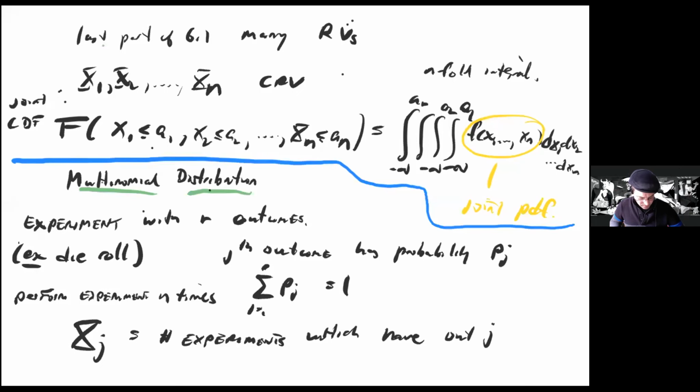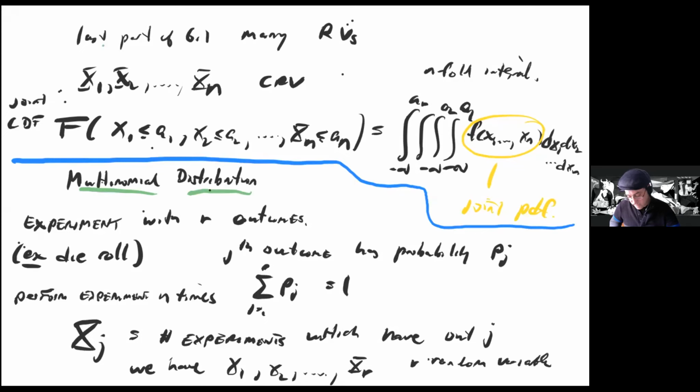Yeah, so we have x1, x2. x1 is the number of times the experiment delivers you the first outcome. x2 is the number of times the experiment done n times delivers you the second outcome. And then we have all the way up to xr. So we have r random variables, either continuous or discrete, depending upon the situation. Actually, it's a discrete random variable because it's a whole number. Okay, so these are discrete random variables.